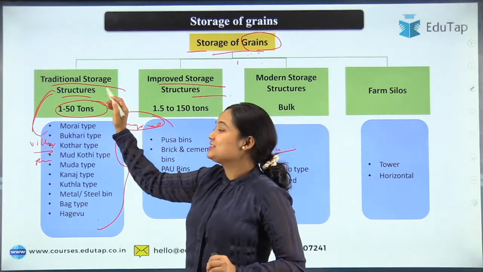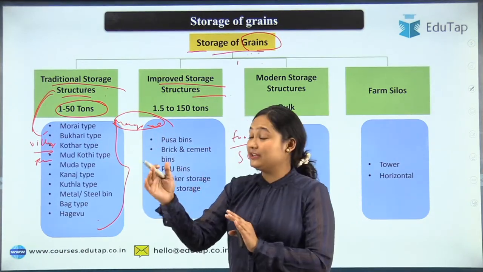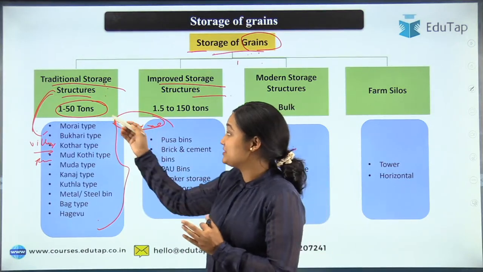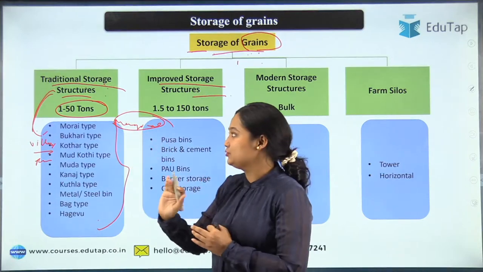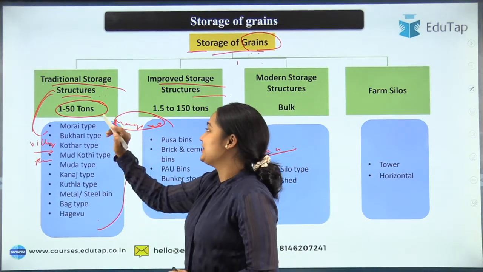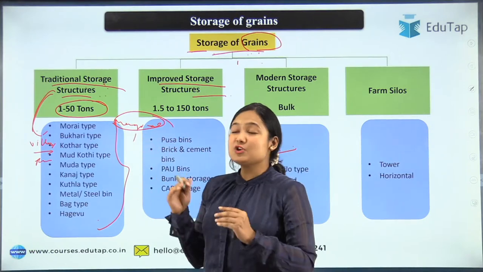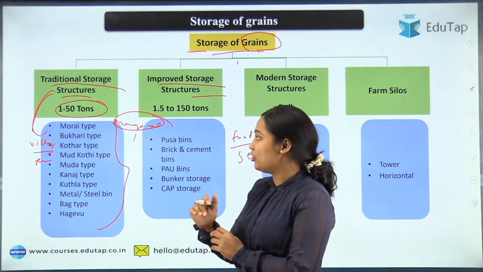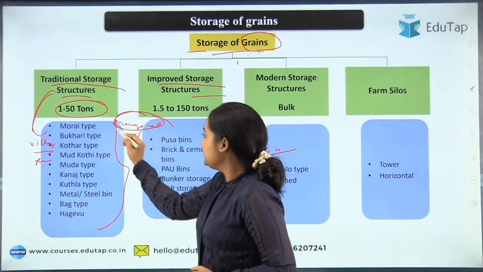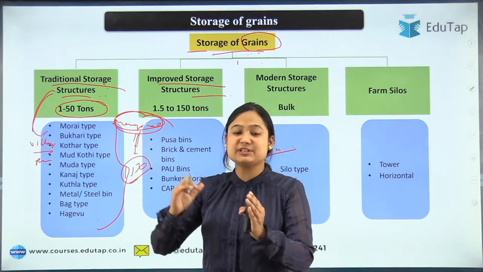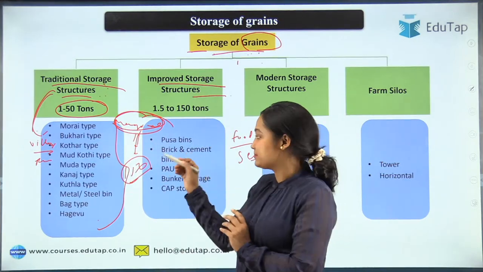So the traditional structure is the structure that you find in the villages, the ones that have been passed down from earlier times, that are still being used, not modern, not recently invented. So those are your traditional structures. Now in India, most of the farmers are small farmers, the marginal farmers that we call. So for these farmers, the production can't be 150 tons. It's not that small farmers get too much production.